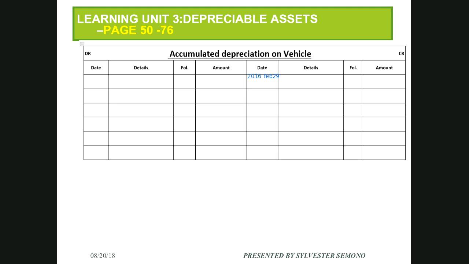Okay. And then the folio? Same, GJ. Amount? Same, 177,500. Can you see? Just like that. Okay, 177,500. That was there. We were focusing on what? On the vehicles. Okay.